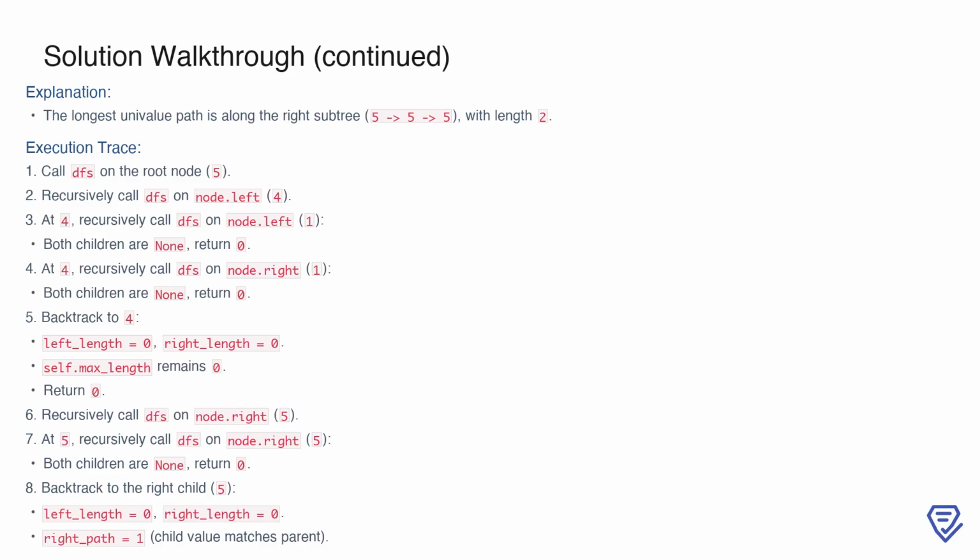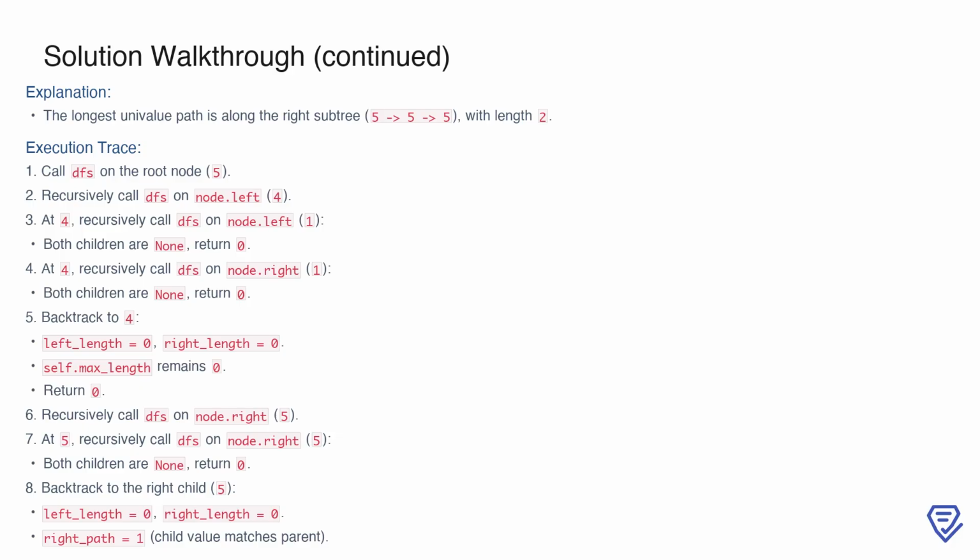At the left child node, which has the value 4, we further call DFS on its left and right children, both of which are leaf nodes with value 1. Since these leaf nodes have no children, the recursive calls return 0. Back at the node with value 4, we calculate left_length and right_length as 0, and since its children do not share its value, self.max_length remains unchanged at 0. The function then returns 0 for this node.